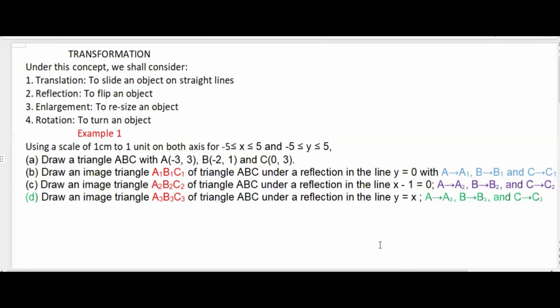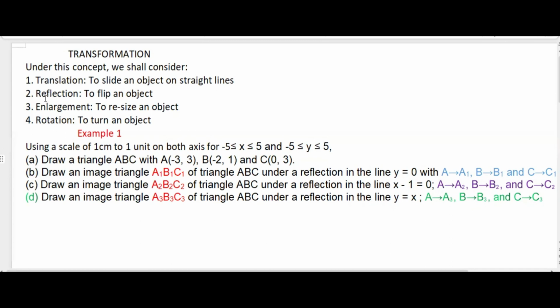So when we hear translation, what does it mean? Translation simply means to slide an object on straight lines. When you slide an object, whether sideways, forward, backward, but on a straight path, that is what we mean by translation. When we translate, we move an object on a straight path.